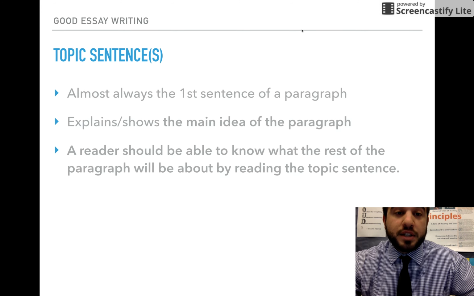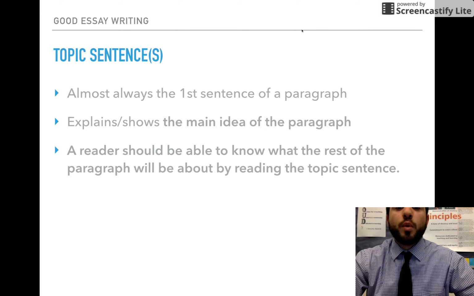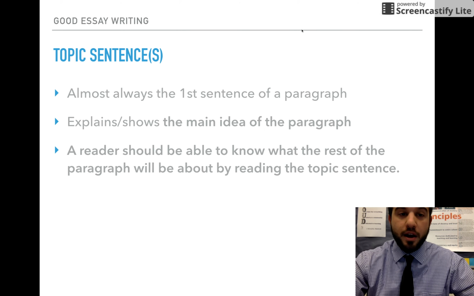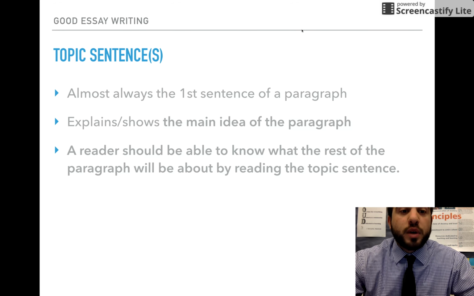There's a topic sentence that begins the paragraph. This is almost always the first sentence of the paragraph. What this will do is show the main idea of your paragraph so that when I read that, I know what the rest of your paragraph is about. Okay? So a topic sentence captures everything that's going to be in the paragraph and also gives you a hint about what's to come.